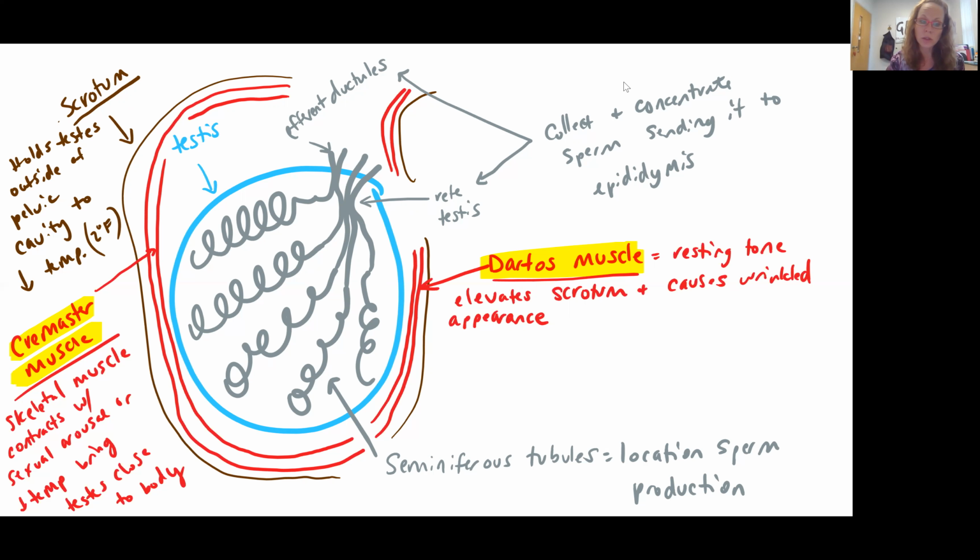This is a skeletal muscle that will contract during sexual arousal or when there's a drop in temperature, bringing those testes up closer to the body to increase temperature. And so we're seeing that both of these are adjusting to either allow the testes to hang lower or up closer to the body, depending on environmental temperature conditions.